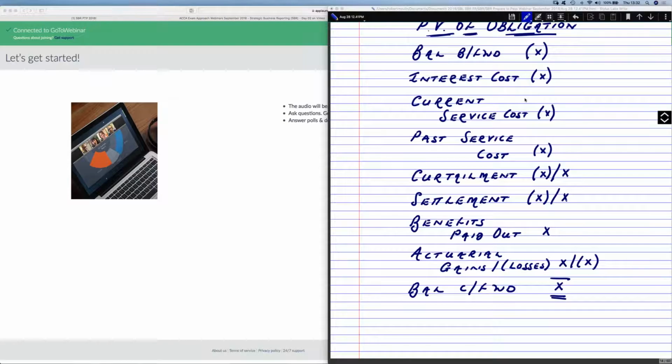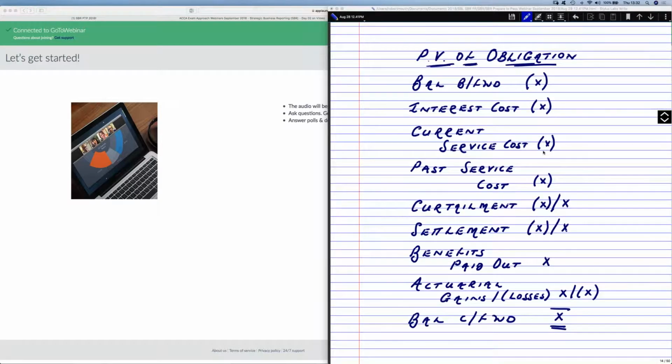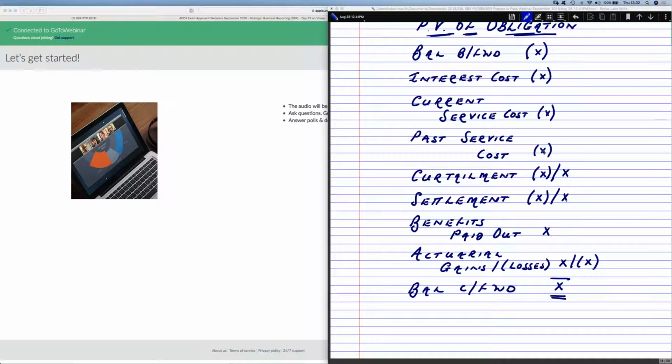What I've done, everybody, is to put down again, in a slightly neater fashion, I hope, what we generally call the pro forma for the present value of the obligation for the DB scheme and for the scheme asset, just so you can see it a little bit clearer. And of course, remember, as we were saying yesterday, there is a fundamental difference between the DC scheme and the DB scheme. And this is largely to do with the recognition of the obligation.